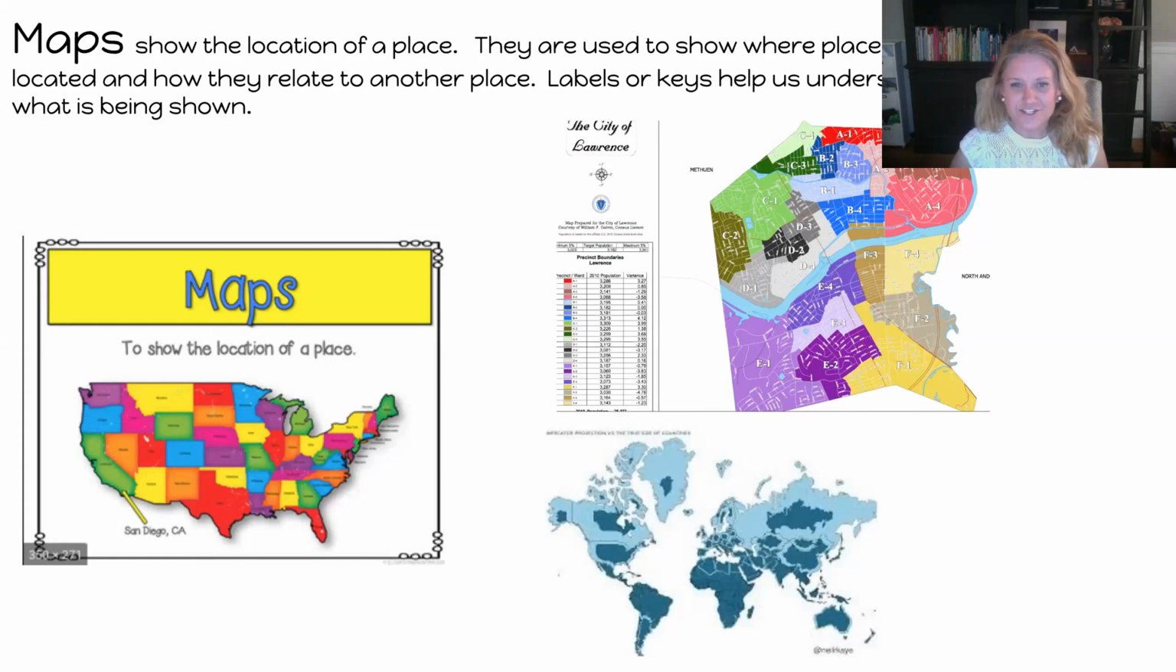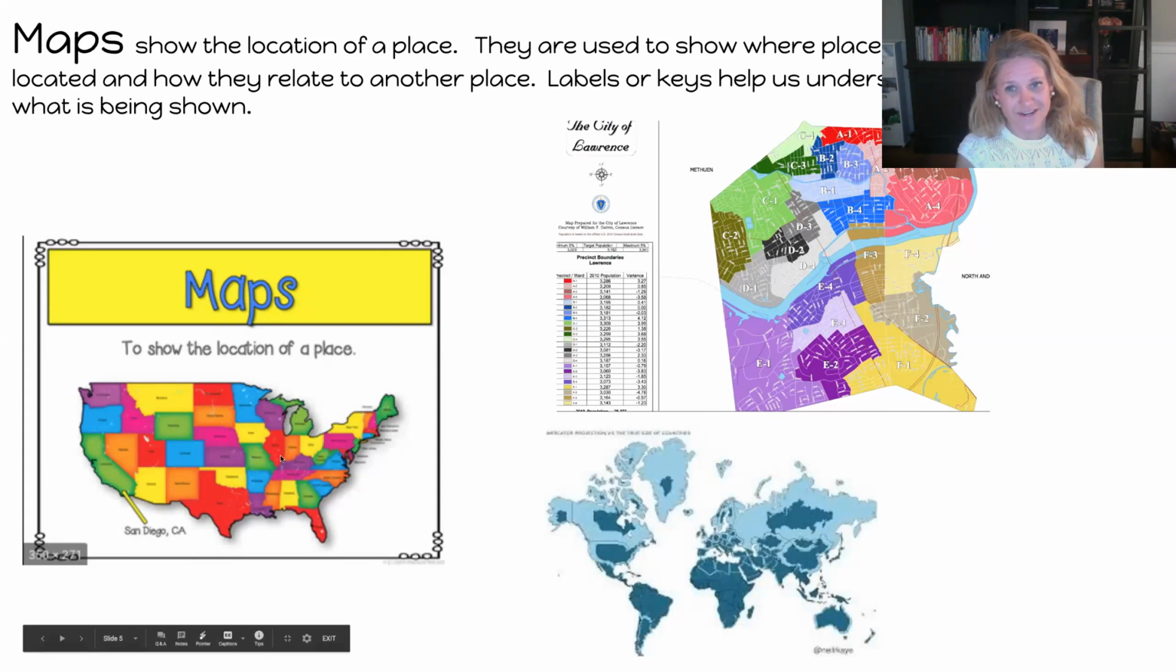Another text feature we can find in nonfiction text is known as a map. Now, maps show us the location of a place, and they're used to show where places are located and how they relate to other places. So labels and keys can also help us understand what is being shown. So here we have a map of most of the United States, and it lists all the states right here.